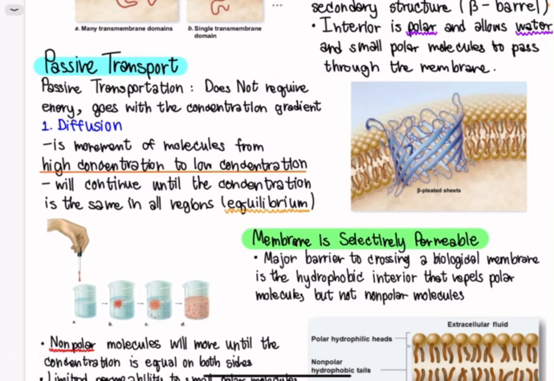Passive transport. Passive transport has three types: first, diffusion, second, facilitated diffusion, and third, osmosis. Passive transport does not require energy. It goes with the concentration gradient. Diffusion is the movement of molecules from high concentration to low concentration, and it will continue until the concentration is the same in a region.